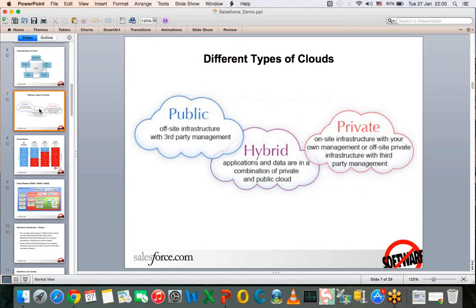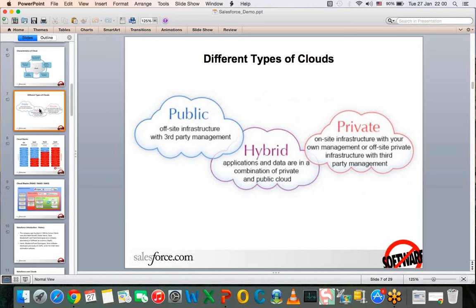So public is all third-party management, wherein you would not know what type of infrastructure is being used, or what type of network service and other things. The only thing you're worried about is your username and password, and you have to log in. It is accessible externally, in the sense that you can access it from anywhere.